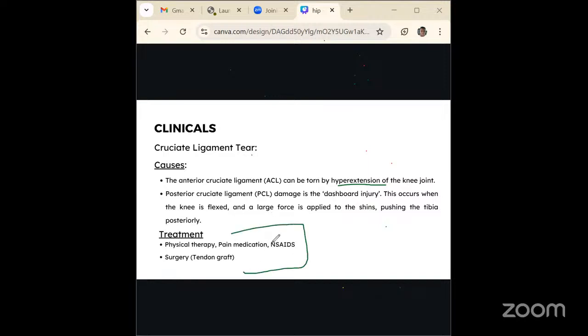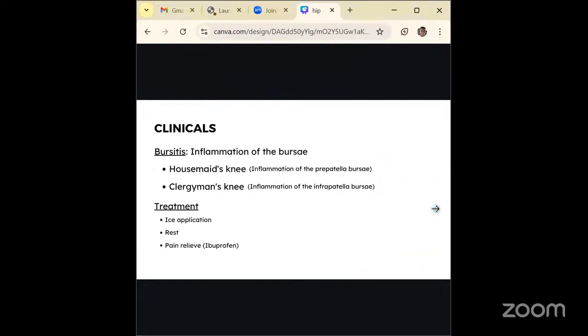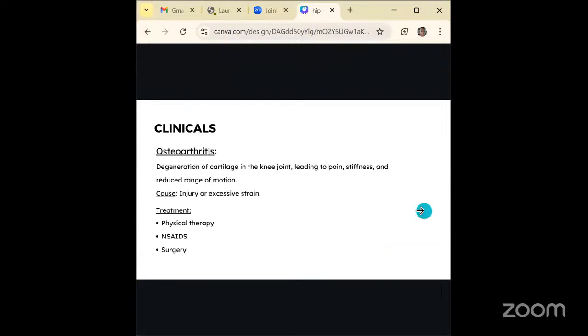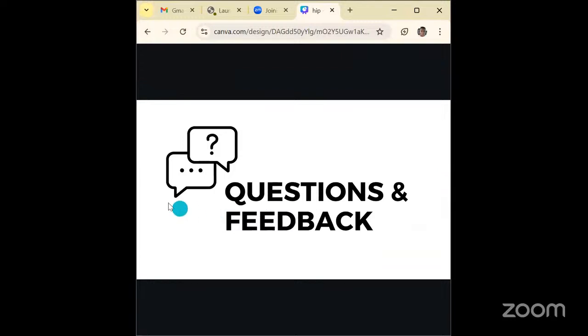Amen. So these are some of the treatments that we can use for these tears. And then other ones include bursitis, inflammation, and then runner's knee, osteoarthritis, and the rest of them.